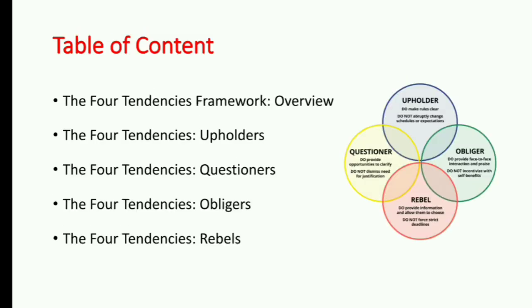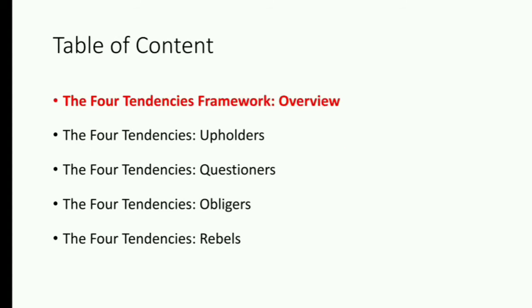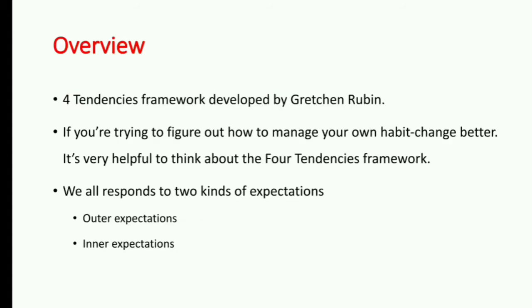So we will first look at an overview of this four tendencies framework. Then we go deep into upholders, questioners, obligers, and rebels. So first, the overview part. Four tendencies is a framework developed by Gretchen Rubin that divides all of humanity into four categories: upholders, questioners, obligers, and rebels, based on how they respond to expectations.